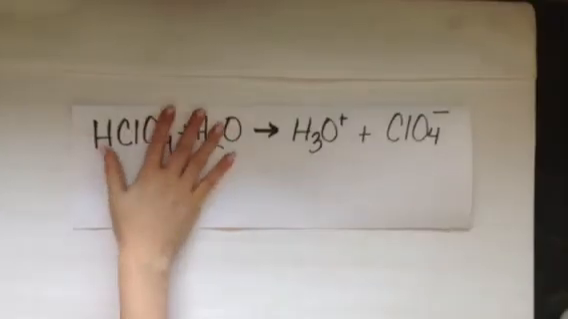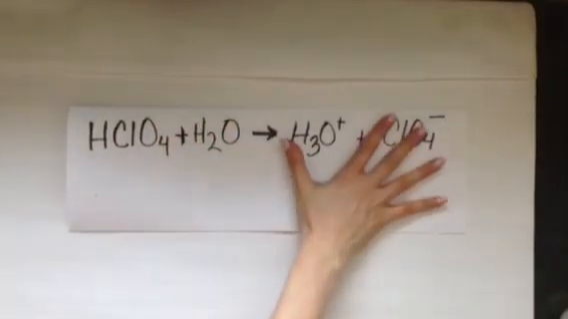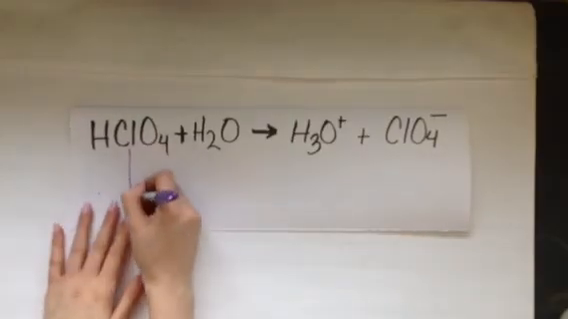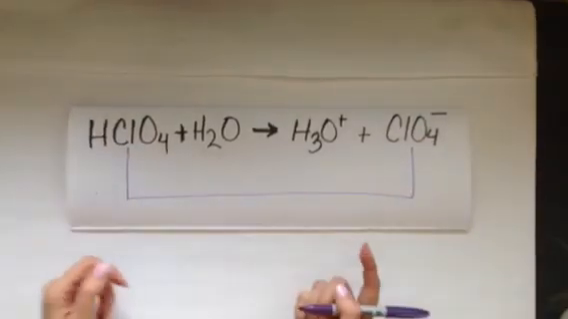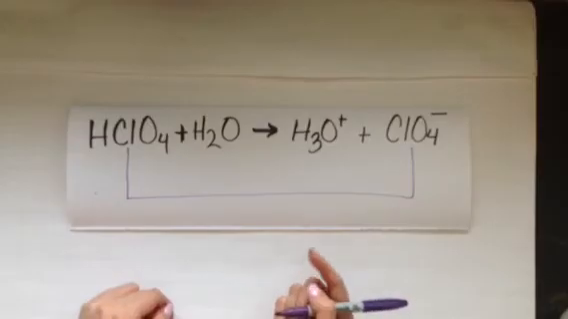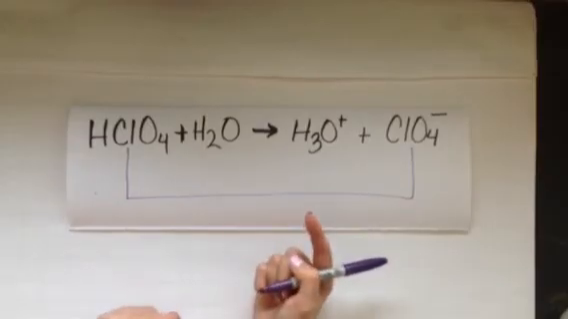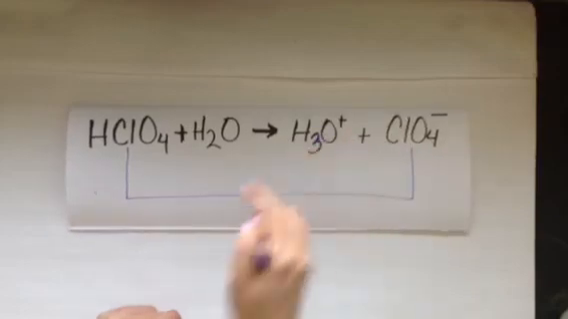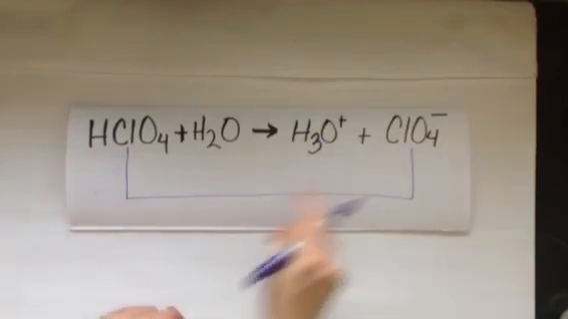Let's try one more for practice. Okay. Remember, this is what happens in the beginning, and this tells me what happens at the end. I find the things that look alike. I say this and this look alike, and I ask myself, are they pairs? If they differ by one H plus, they are. I have one H here, no H's here. That's a difference of one. This is a conjugate pair.